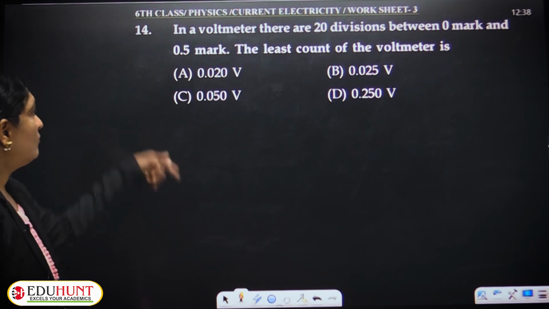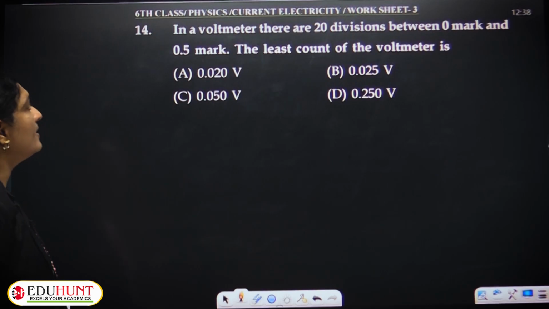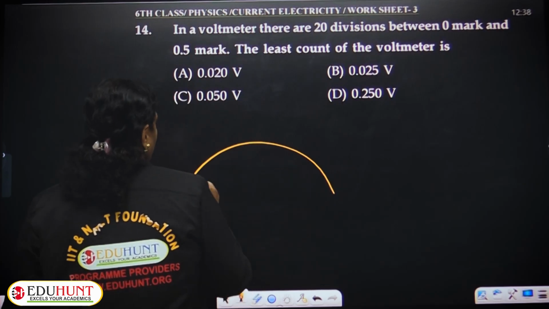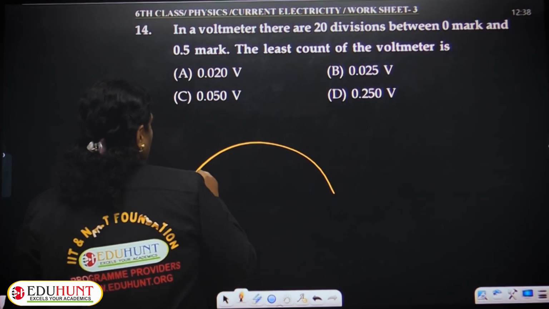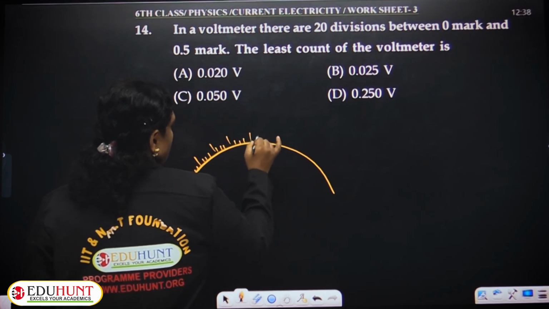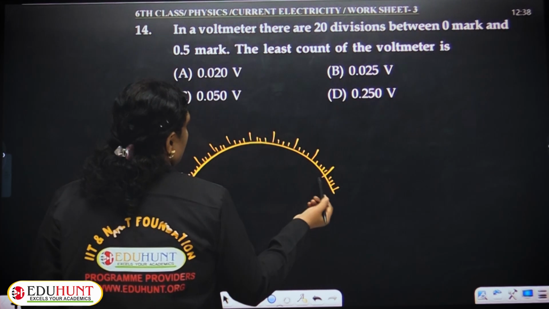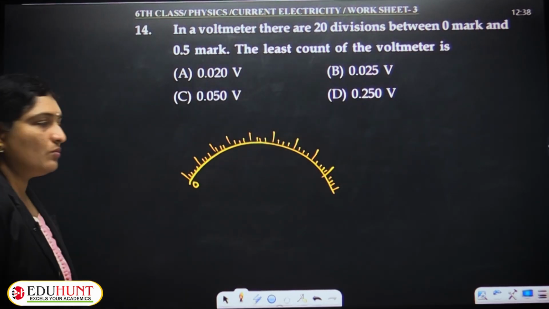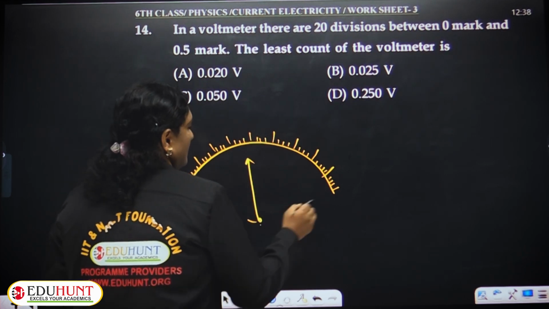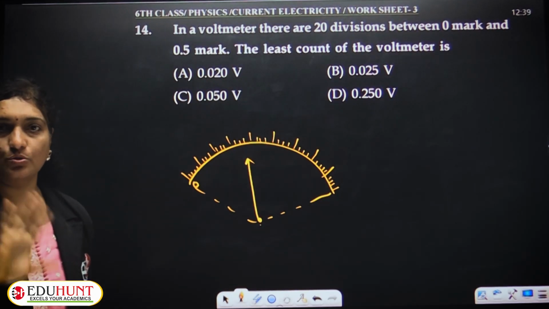Yes, children. 14th question. In a voltmeter, there are 20 divisions between the 0 mark and the 0.5 mark. How does a voltmeter look? I have already shown you the instrument. Some markings will be there on the voltmeter, and we also see a pointer, and this pointer indicates the reading of the voltmeter. A voltmeter generally indicates the potential difference across the two terminals.